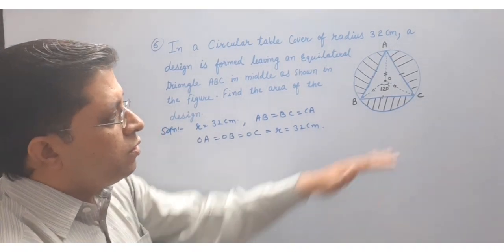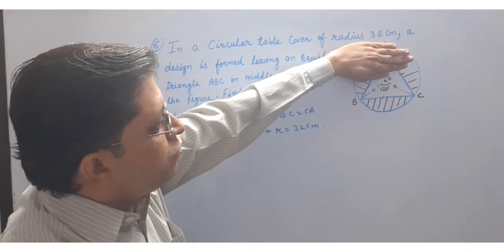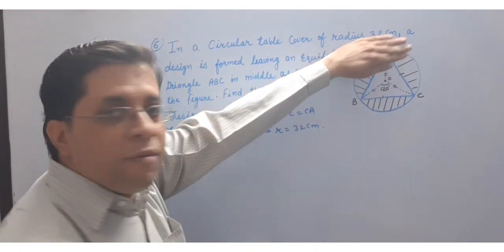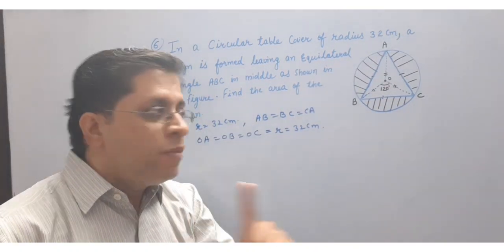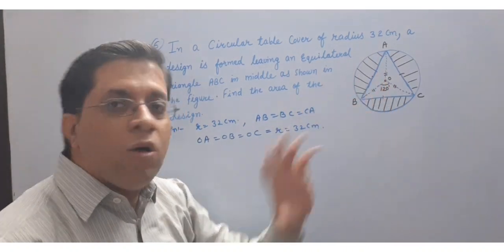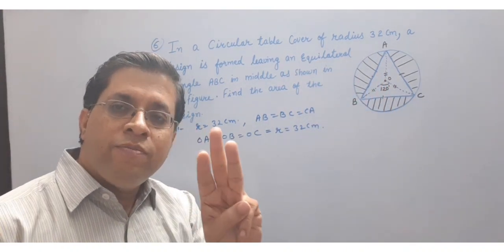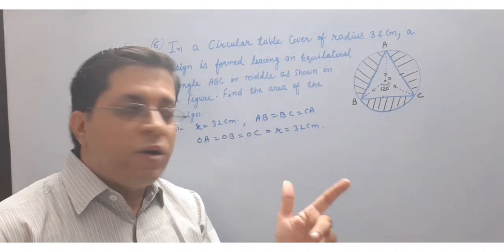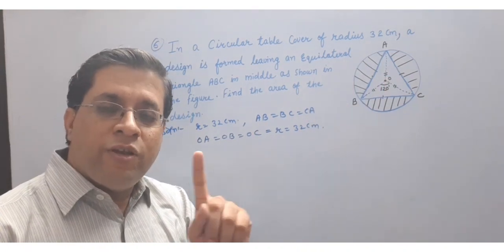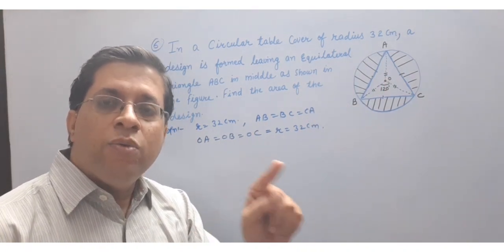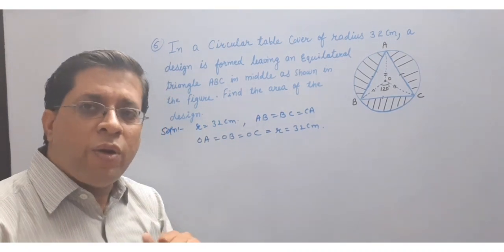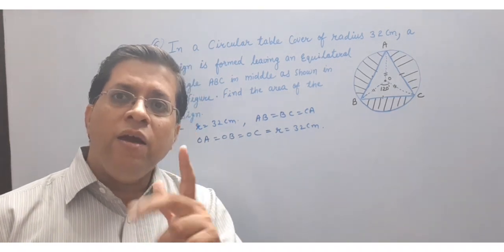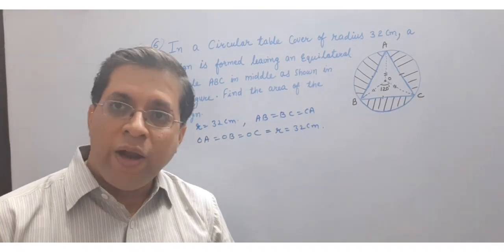Look at the lower part, below B and C. This is just like a segment. One segment it is. And the lengths BC, AC and AB are all equal, so how many segments are there? Three segments. Then the question becomes very easy. The area of the shaded part is 3 into the area of a segment. But one important thing is hiding here: the angle is not given. We have to find the angle.